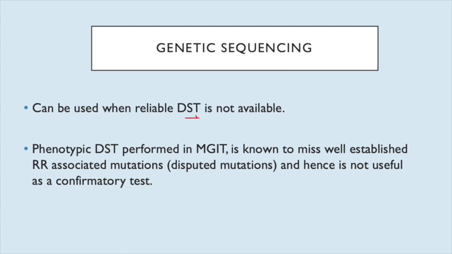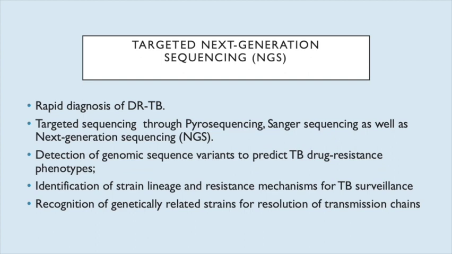So where we are not able to subject patient specimen for cultures, we can send them for genetic sequencing, and this also gives us the flexibility to modify a patient's drug regimen individually in case of multi-resistance. So phenotypic DST, which is performed in MGIT, can still miss certain mutations, and for these disputed mutations a genetic sequencing may be helpful.